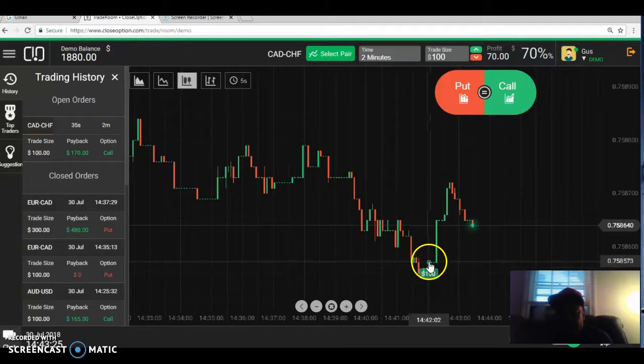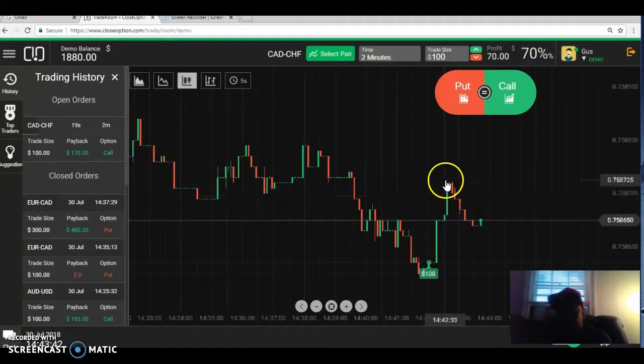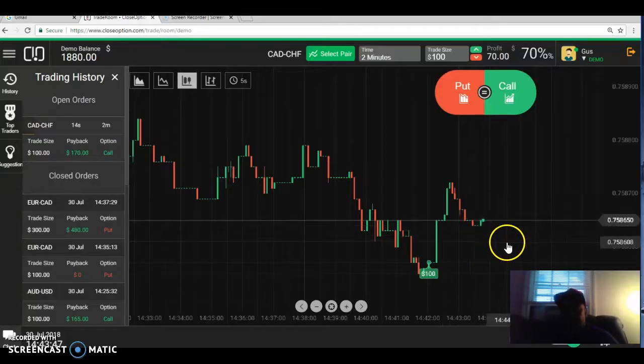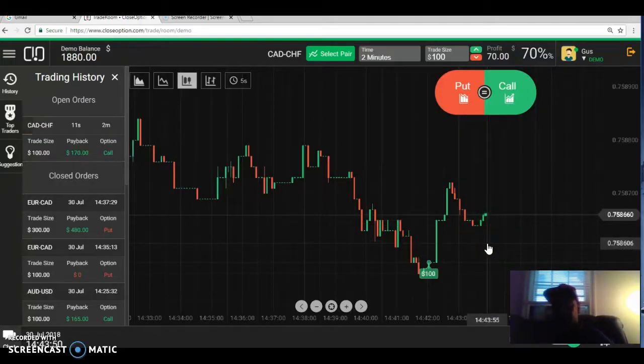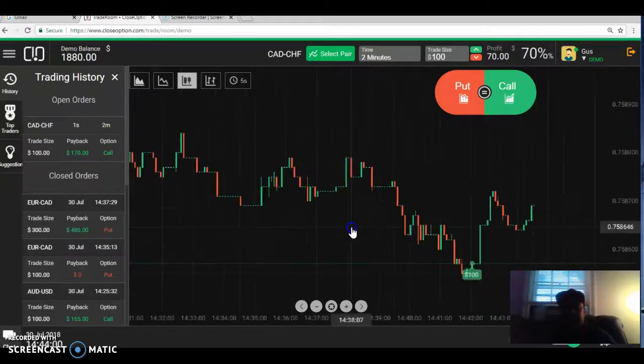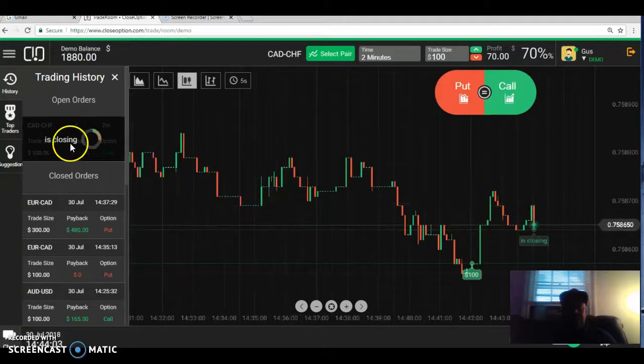And so yeah, we executed a call option right at this level at this point, 0.758 level. And as soon as I hit the call, it popped right up, as you can see from these bullish green candles. The red candles are bearish candles. The green candles are bullish candles. And we won that trade.